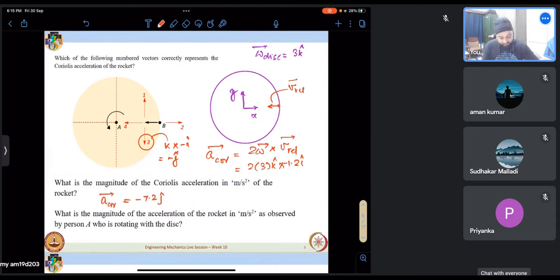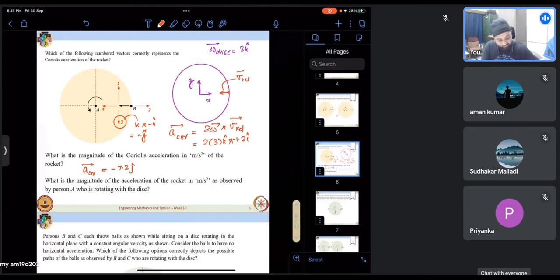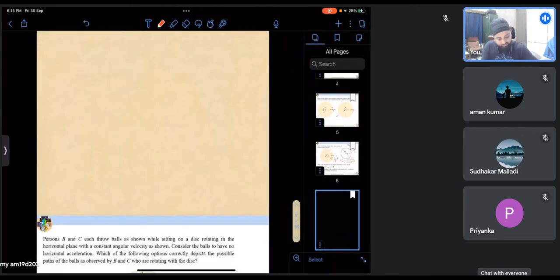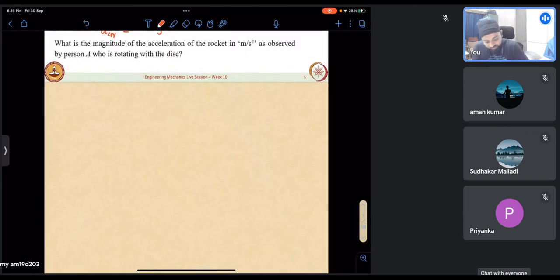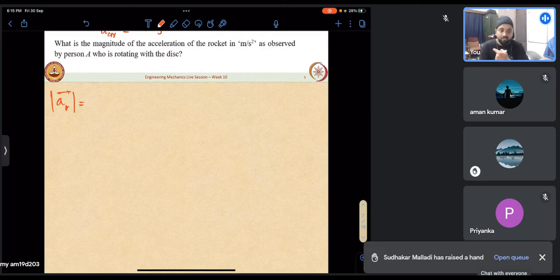Next, what is asked is, what is the magnitude of the acceleration of the rocket in meters per second squared as observed by person A, who is sitting and rotating with the disk? So naturally A_rel is what is asked. If we were to calculate this, we know the absolute acceleration of the rocket is given to be 18, and it is said that it is speeding up. So it is having a velocity this way, and if it is speeding up, naturally the acceleration has to point the same way.